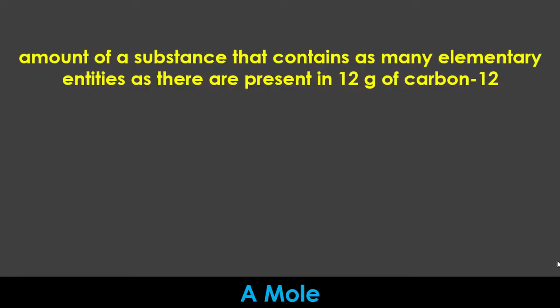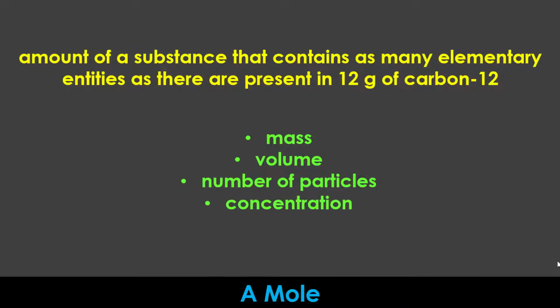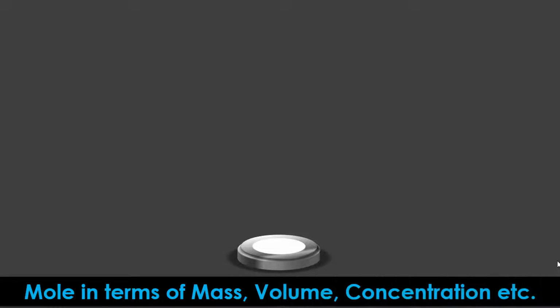A mole is used by chemists to bring different measurable parameters of substances to the same unit for easy comparison. These parameters include the mass, volume, number of particles, and concentration. Let's now look at the relationship between the mole and these parameters.